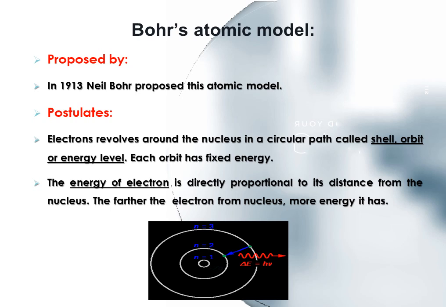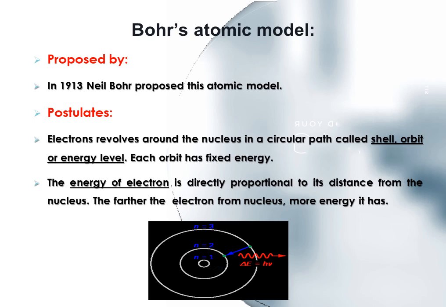The first postulate of the Bohr atomic model is that electrons revolve around the nucleus in a circular path called shell, orbit or energy level. Each orbit has fixed energy. Scientist Bohr said that the electrons are moving around the nucleus in circular paths called shell, orbits or energy levels. Actually, shells, orbits or energy levels are the places where the electrons are actually present. Each orbit has a fixed energy.